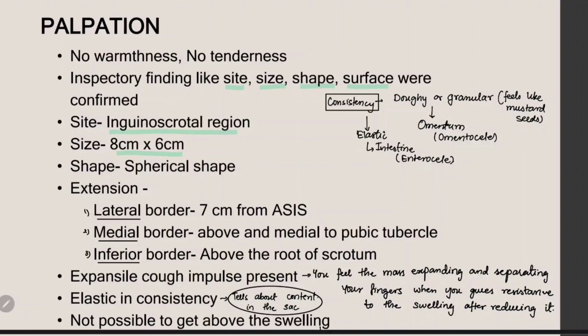The swelling is elastic in consistency. Consistency tells about the content in the sac. Consistency, if it is doughy or granular. Granular will feel like mustard seed. It tells that the content is omentum. It will be called omentocele. And if consistency is elastic, the content is intestine and we will tell it as enterocele.